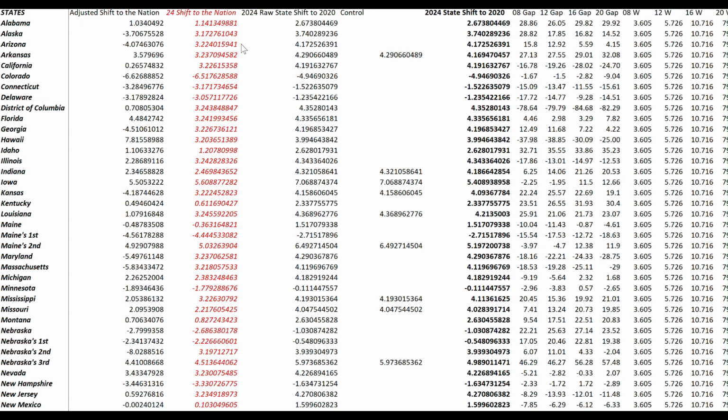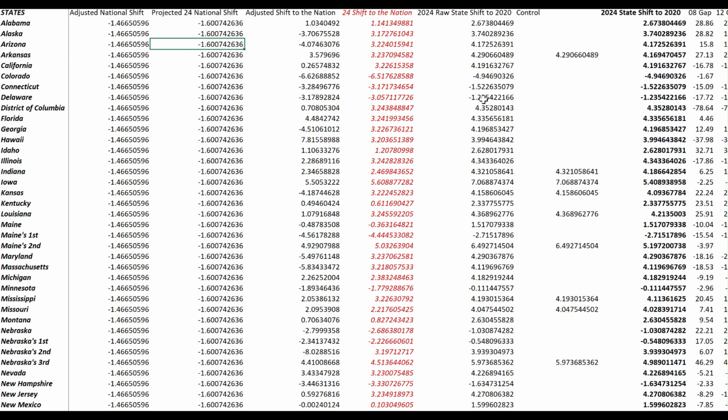So basically it means that we look at the shift compared to the nation. If the nation is going to shift, let's say, 1 point to the right from 2020 to 2024, the state of Arizona is going to shift 1 point plus, again, 3.2. And this is the second main pillar of our model.